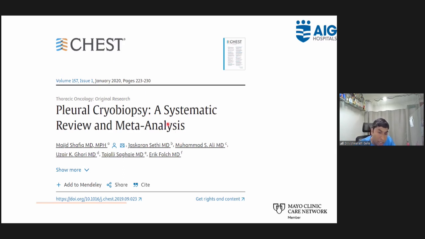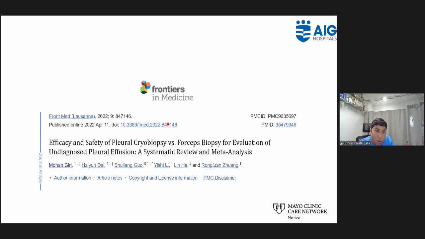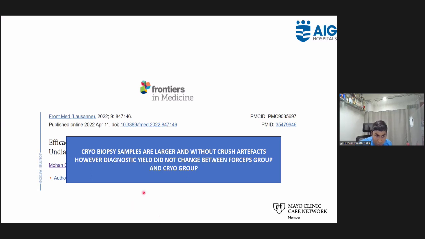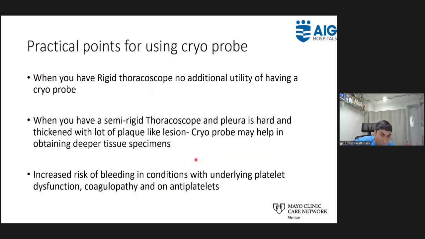Based on all the accumulated evidence, in 2020 and 2022, there were large meta-analyses which looked at the utility of the cryopleural biopsy. Both meta-analyses have shown that the size of the biopsy obtained is larger in the cryo group. The artifacts are much lesser in the cryo group, and full thickness biopsy was obtained in a greater proportion of patients in the cryo group. However, the diagnostic yield did not differ between both groups. So the inference was that the cryobiopsy samples are larger and without crush artifacts, and diagnostic yield did not differ between the forceps group and the cryobiopsy group.